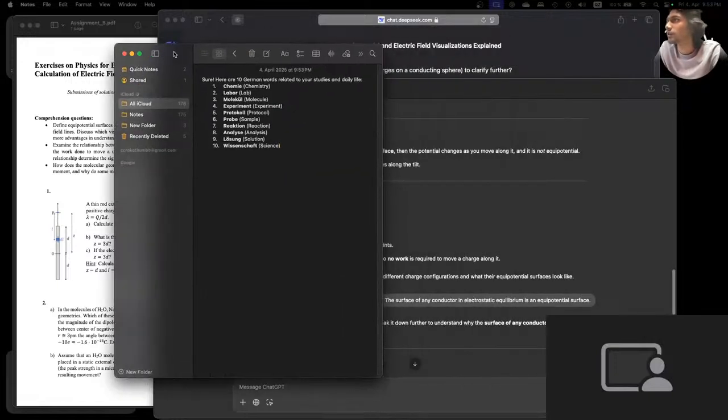Okay, so also ChatGPT, du hast mir, oder sie haben mir, 10 Wörter auf Deutsch gesagt. Ja, die Wörter, die ich dir genannt habe, haben alle ein grammatikalisches Geschlecht.